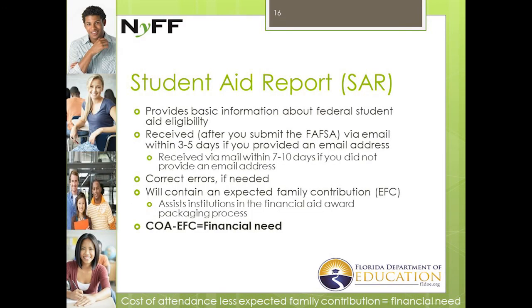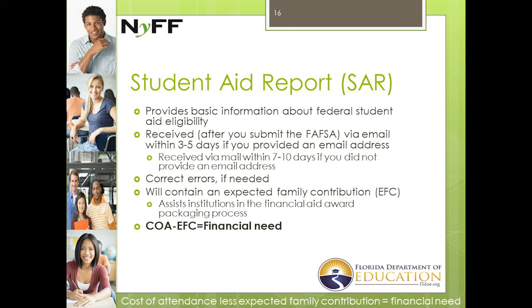Once you submit your FAFSA, you will receive a Student Aid Report, or SAR. It is important to ensure that the SAR is received and reviewed according to these timeframes. If the SAR is not received, the student must investigate why it has not been received. It may be in a spam folder. It may have not been processed correctly due to an error.